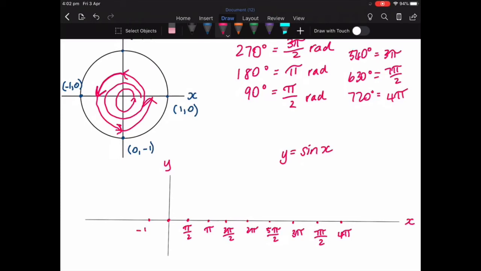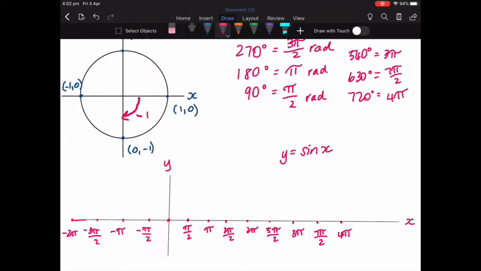Now we can also work backwards, and we'd have negative pi over 2, and then negative pi, and negative 3 pi over 2, and if I just extend it to here, we get negative 2 pi. Okay, so negative angles we'd get by moving this way. So there to there would be negative pi over 2 radians, which I've drawn very badly.